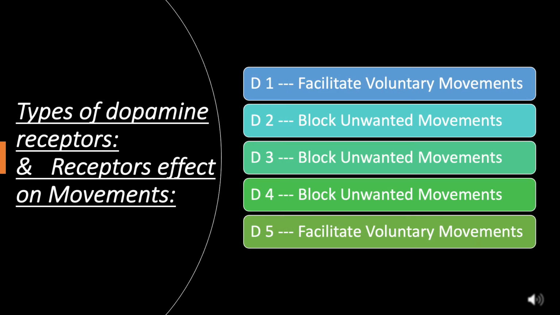Following are the types of dopamine receptors and their effect on movements. D1: this receptor facilitates voluntary movements. D2: this receptor blocks unwanted movements. D3: this receptor blocks unwanted movements. D4: this receptor blocks unwanted movements. D5: this receptor facilitates voluntary movements.